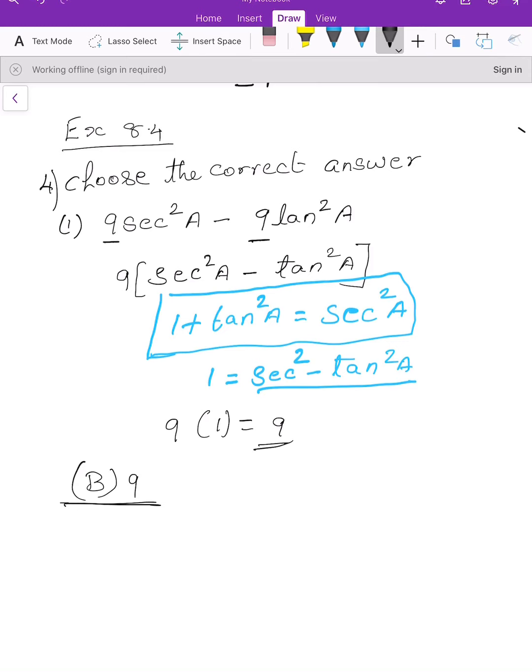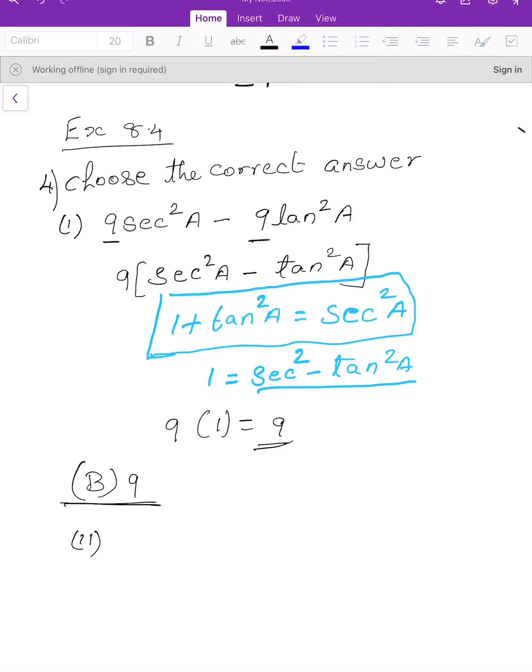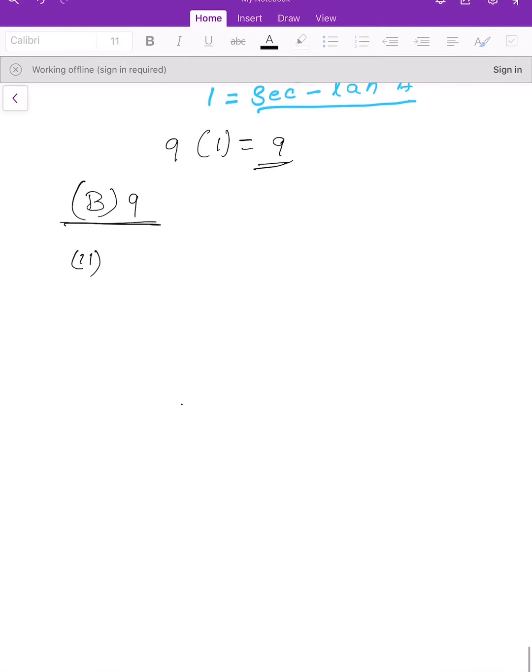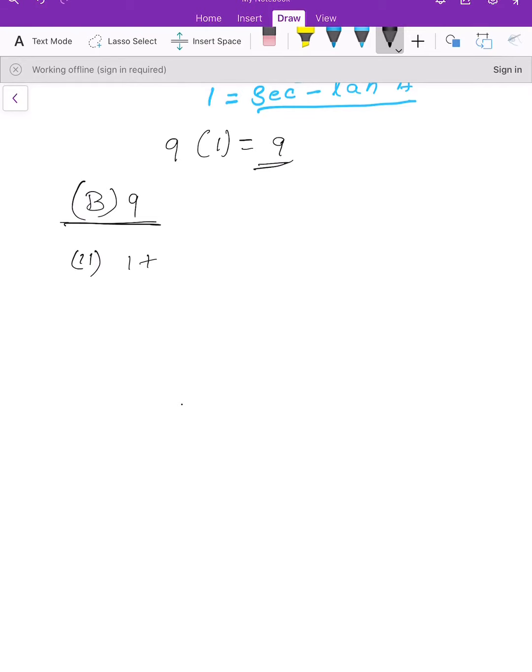What is the second? The second subdivision is 1 plus tan theta plus secant theta, in a bracket, multiplied by 1 plus cot theta minus cosec theta. So this is what is given.